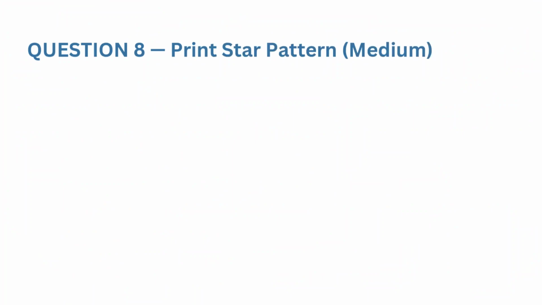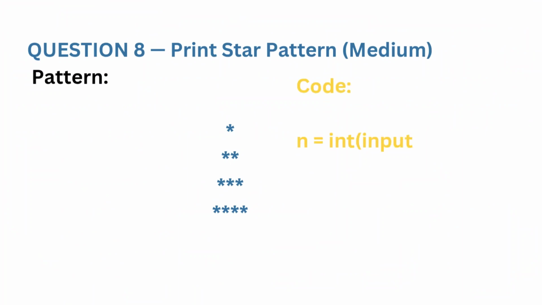And the next question is print star pattern. For printing star, we have to use iterations. That means i repeats the string items, and this will be simple and clean pattern printing. So it will be n equal to int input. That means a number will be inputted.